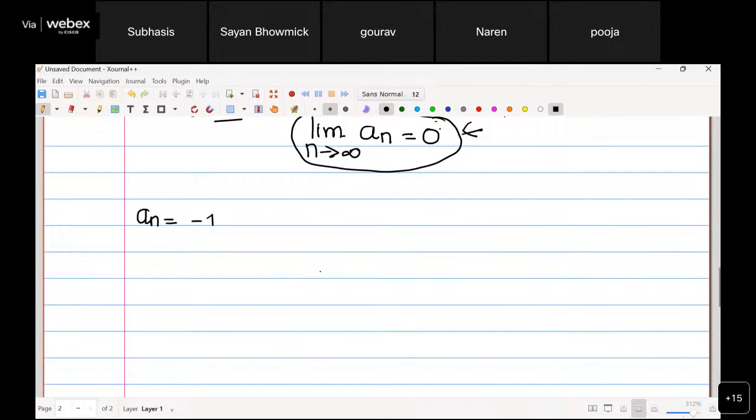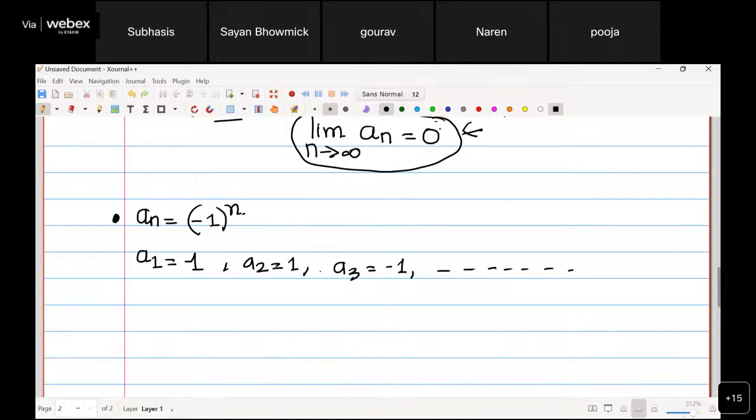a_n is basically (-1)^n. For n equal to 1, it is (-1)^1. As you can see, your a_1 is -1, a_2 is 1, a_3 is again -1, and it is a repeating thing. So as you can see, if I increase the value of n, sometimes it's going to 1, sometimes it's coming to -1, and again going to 1 and coming to -1.